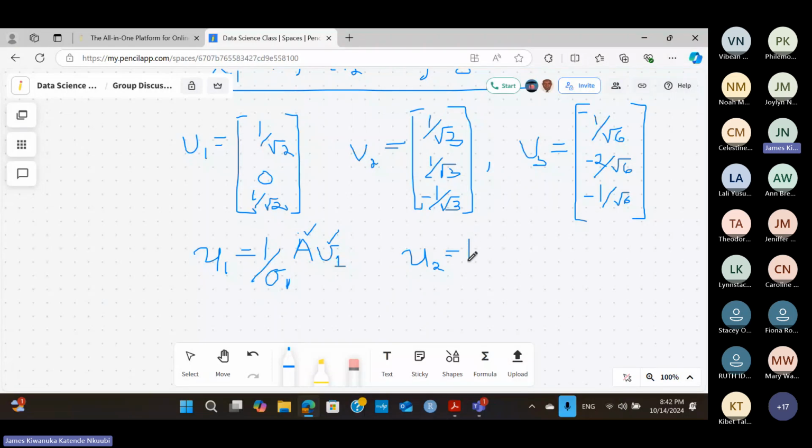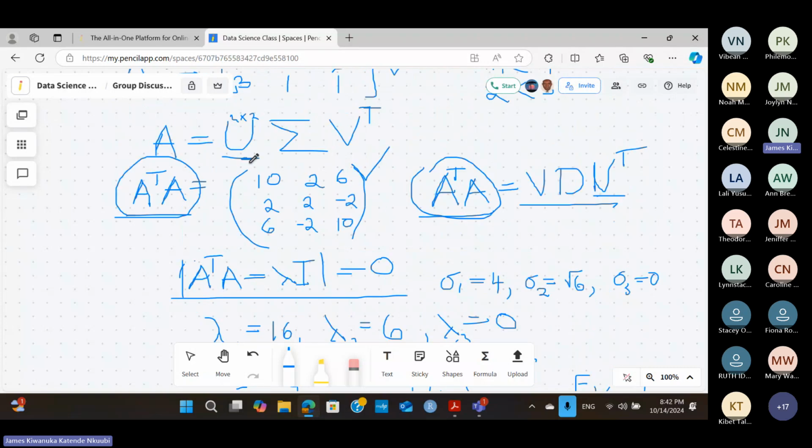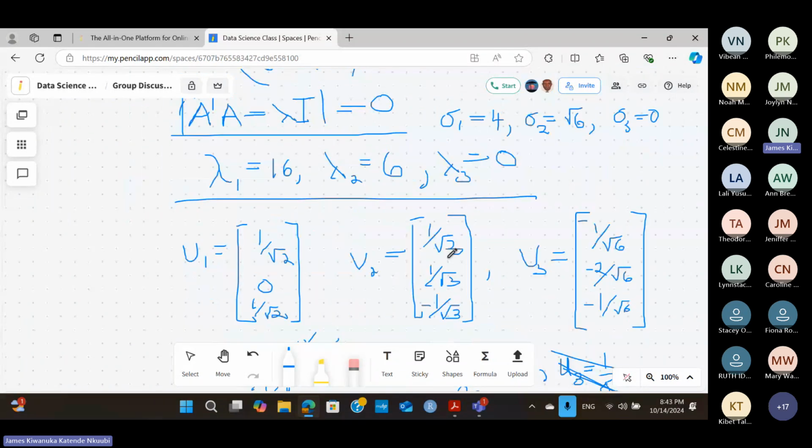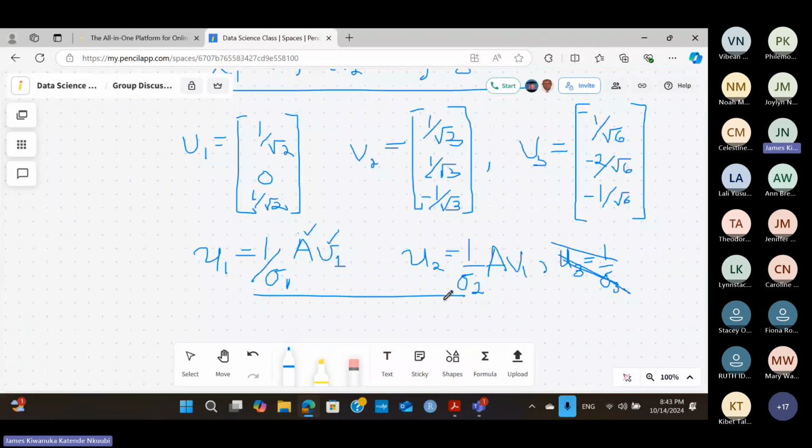You plug them into these equations, 1 over sigma 2, V1, and then U3 would be equal to 1 over sigma 2, sigma 3. We don't need U3 because we have a 2 by 2 matrix here. U is a 2 by 2 matrix. Once you find these two, they are sufficient.